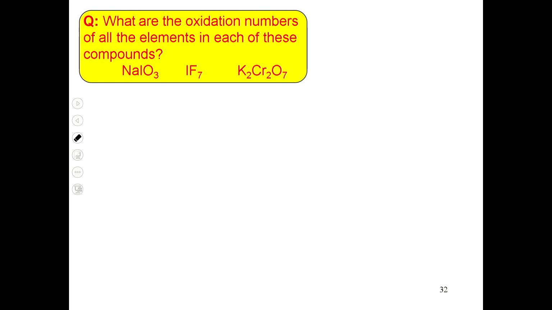Okay. So for example, in this case, sodium is plus 1 basically, and oxygen is minus 1. So we can figure out the charge of this guy, right? How do you find the charge? Okay, anyone want to try?